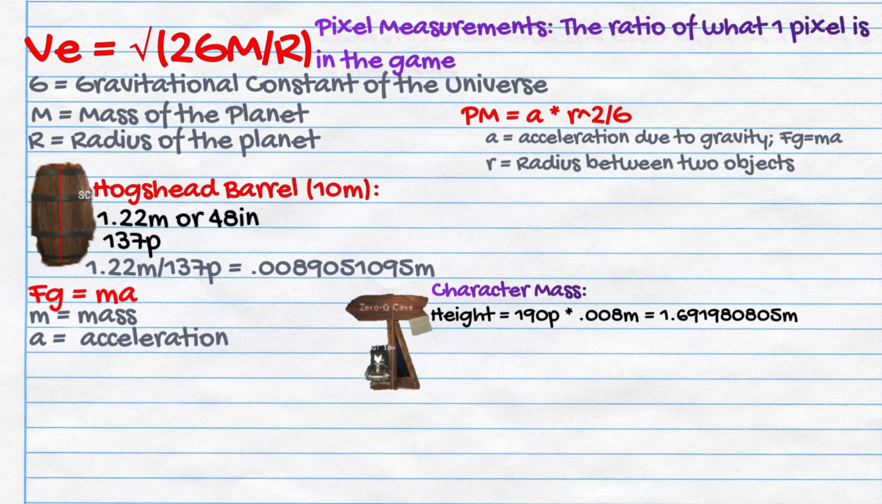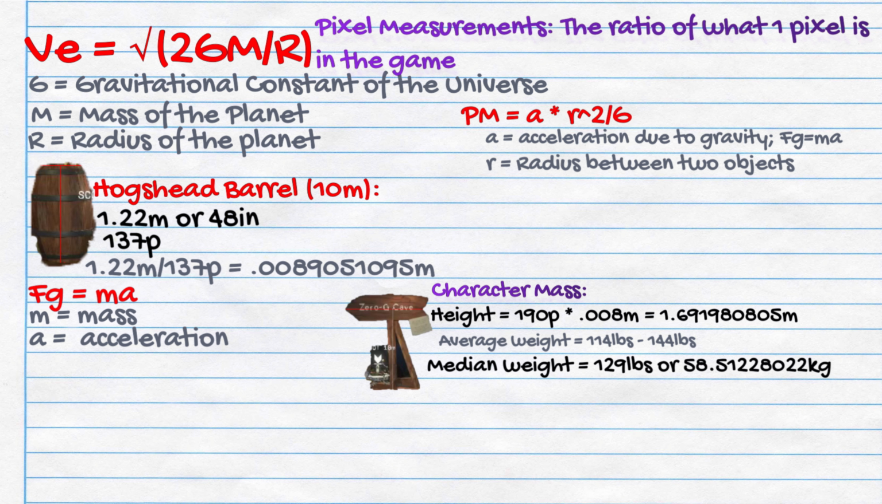So we can convert that to an actual height of 1.69 meters, and the range of weight for someone who's 1.69 meters tall is 114 to 144 pounds, and so we'll take the median of 129, convert it to an actual unit that we can use called kilograms, and that gives us 58.51228022 kilograms. So we now know our mass of our character alone, but there's a spacesuit attached to him. The average spacesuit typically weighs 127 kilograms, so we get a total mass of 185.51338022 kilograms.